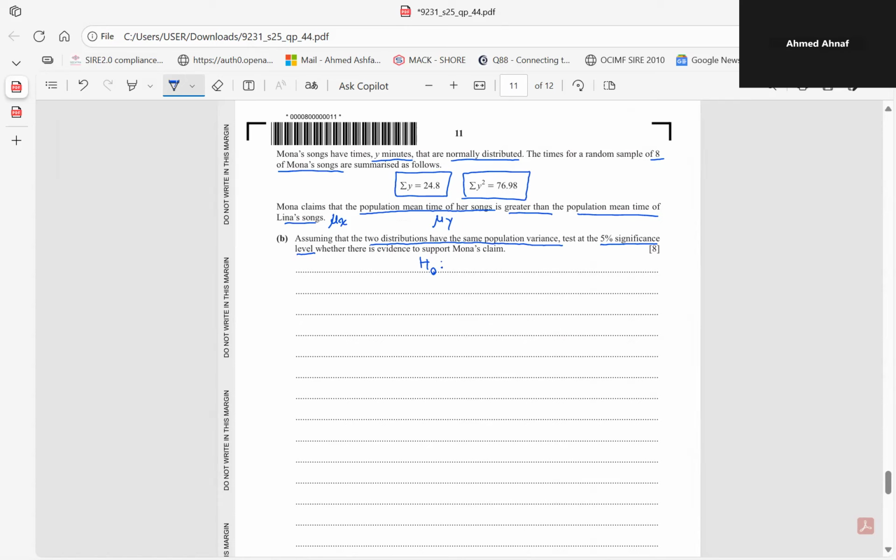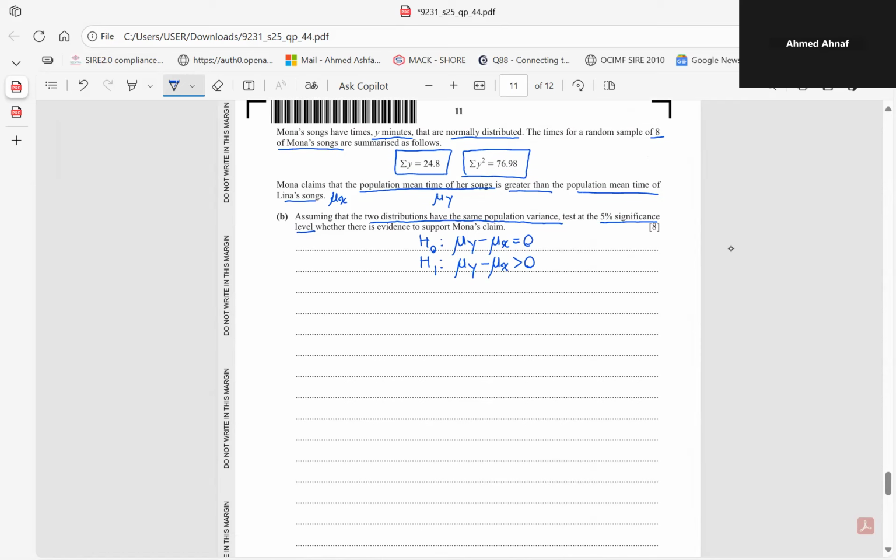So the null hypothesis would be that mu y is equal to mu x. In other words, mu y minus mu x is equal to 0. And then the alternative hypothesis is the one that we're testing, whether mu y is greater than mu x. So in other words, mu y minus mu x is greater than 0. And again, since we're only interested in the upper tail of the distribution, this is a one-tailed test.